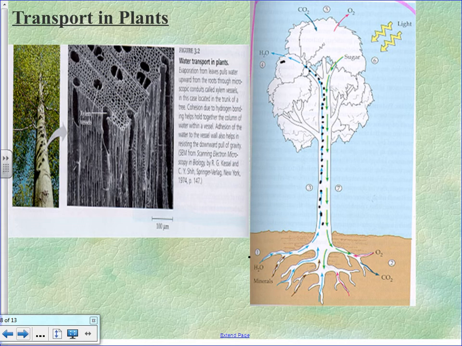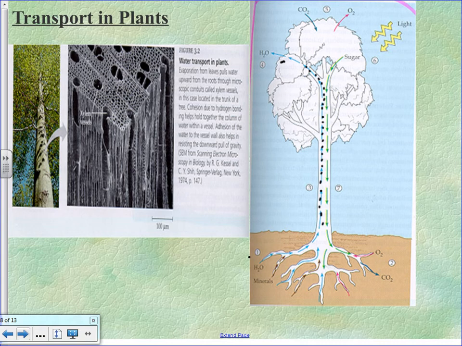Now, if we're talking about a column of water that is 100 feet, so that's 30 meters tall, can this column of water be very thick? No. These hydrogen bonds are weak. They're not very strong at all. So we have to be talking about a column of water that's very, very thin. In fact, microscopically so. The xylem tubes are not tubes you'd see with the naked eye. You'd see them through a microscope and they would look like this.